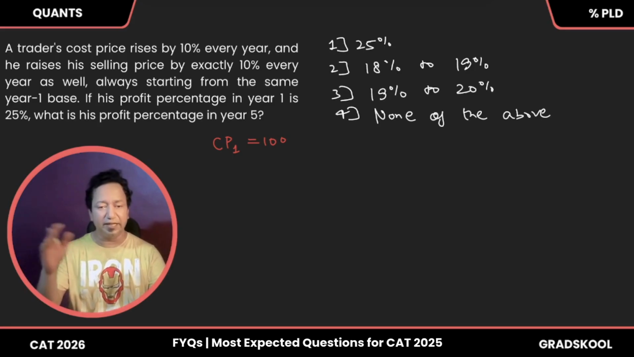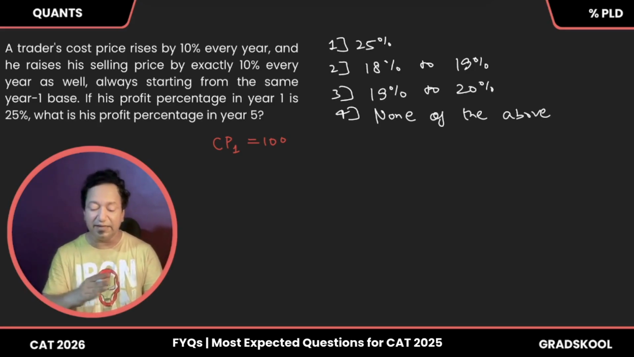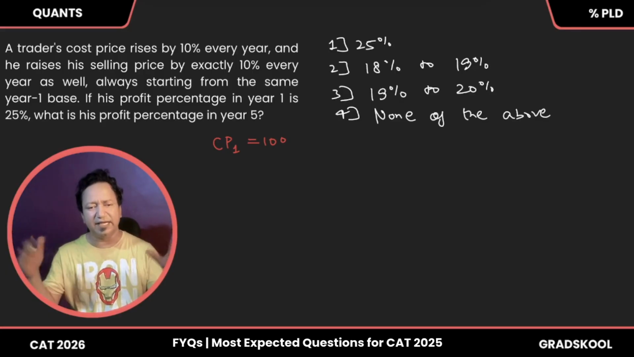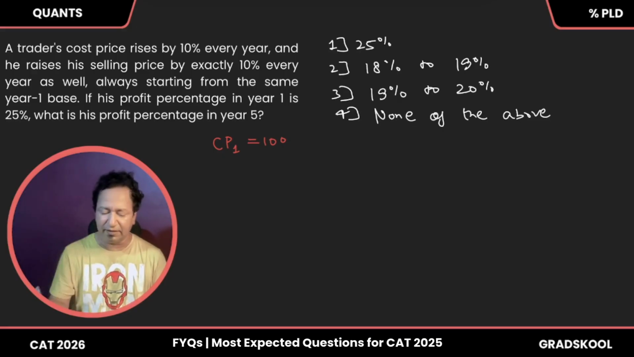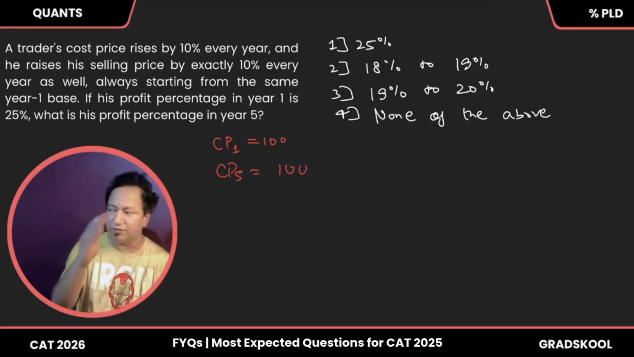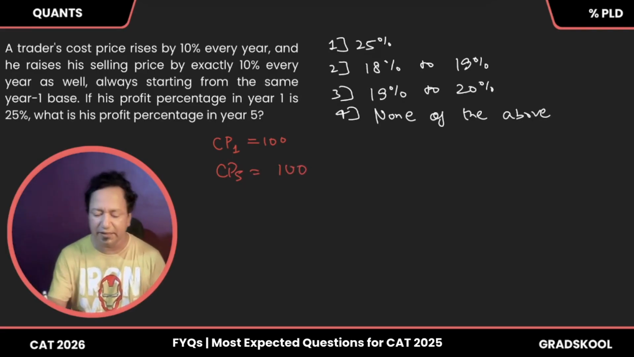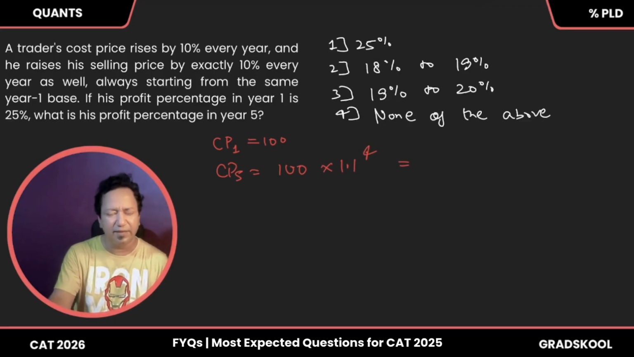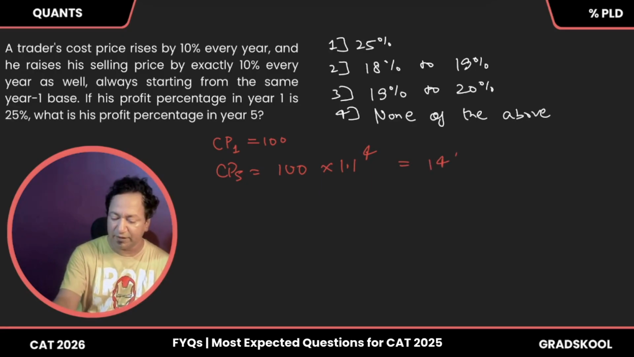I told you already in the previous video as well that if absolute value is not given, it's better to take something as 100 if you're dealing with percentages. Now CP5: every year it increased by 10%. That means from first to fifth year there is a gap of 4 years. So 100 multiplied by 1.1 to the power 4, which is equal to 146.41 rupees.